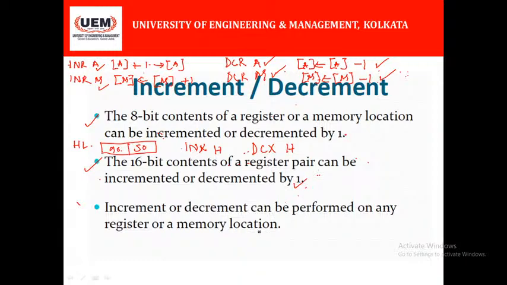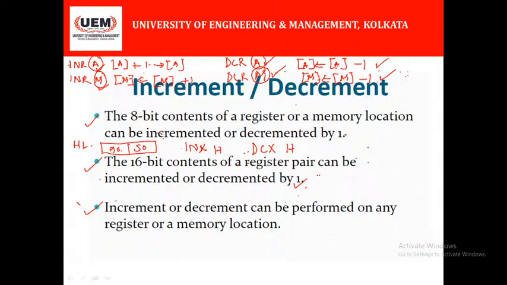Next, increment and decrement can be performed on any register or any memory location. You can observe that we are performing increment on register and increment on memory. Similarly, we are performing decrement on register and decrement on memory. Memory is identified by M.